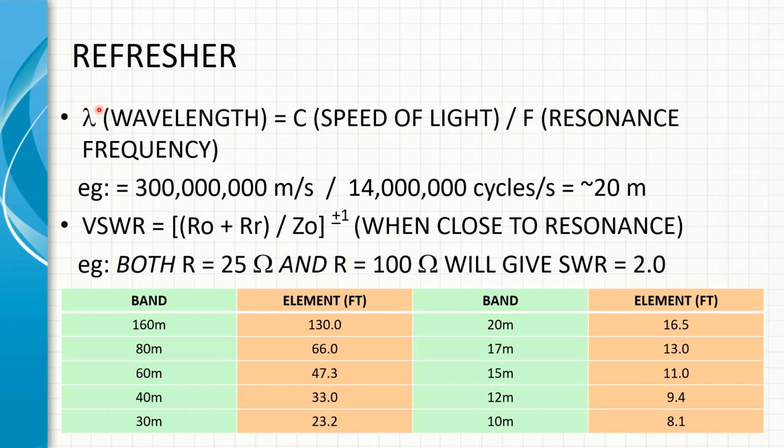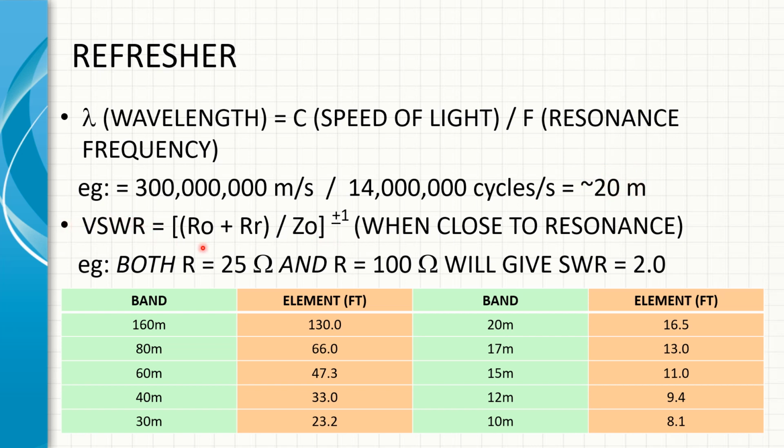Wavelength, which you'll see is the Greek lambda here, is defined as the speed of light divided by f, the frequency, the resonant frequency. So it's 300 million meters per second divided by 14 megahertz, which is, for example, 20 meters. That comes down to a wavelength of 20 meters.